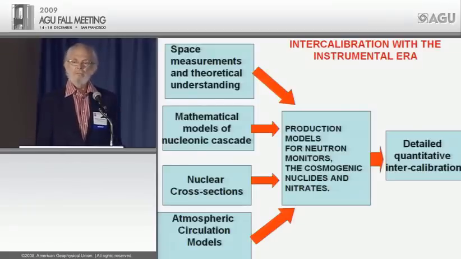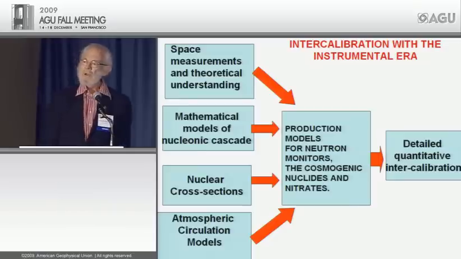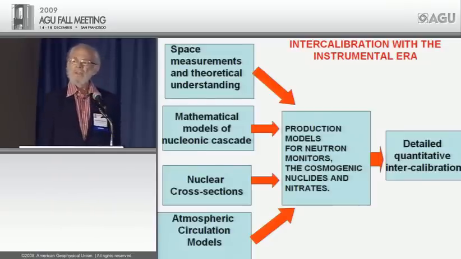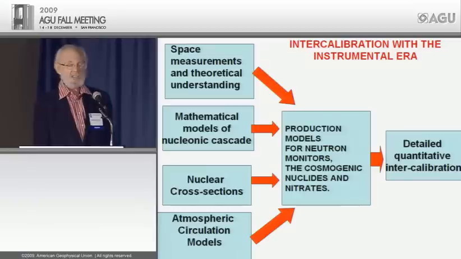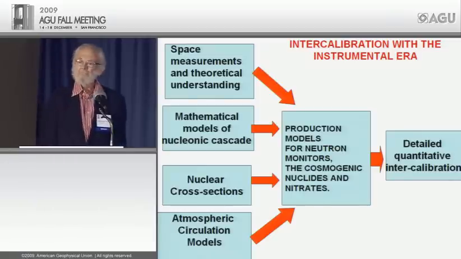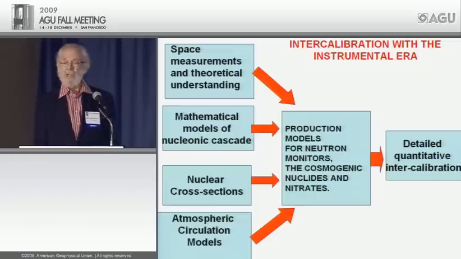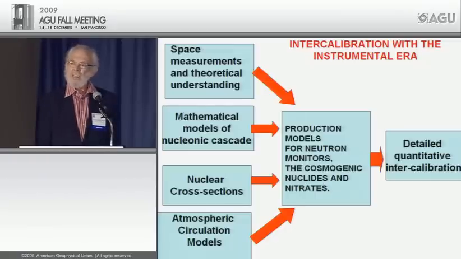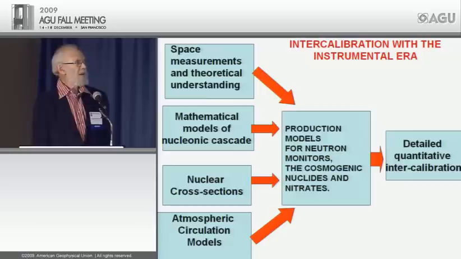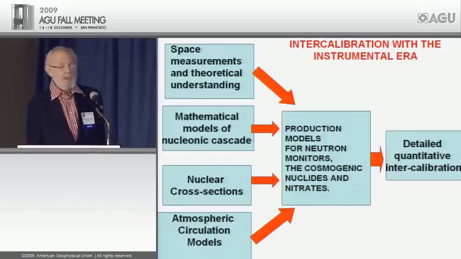There's one major issue still remaining, which is how those nuclides, which are produced both in the stratosphere and the troposphere, are sequestered in ice. Large global circulation models in the last several years have answered those questions. So we now can quite accurately intercalibrate the paleocosmic ray records with the modern era, and that's what I will be doing now.